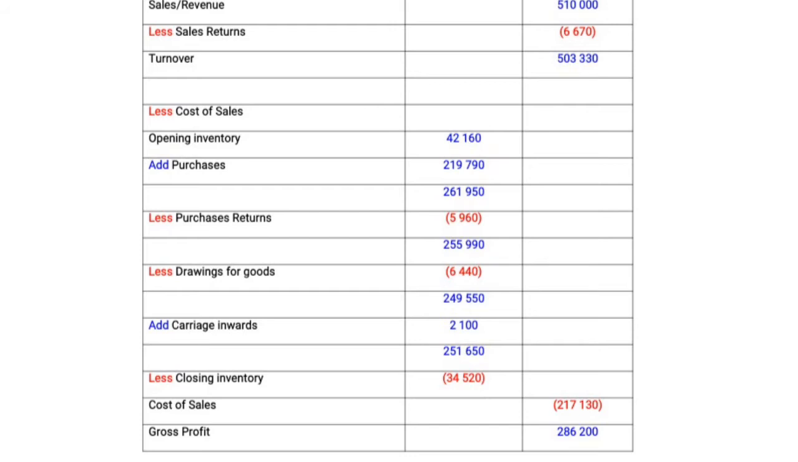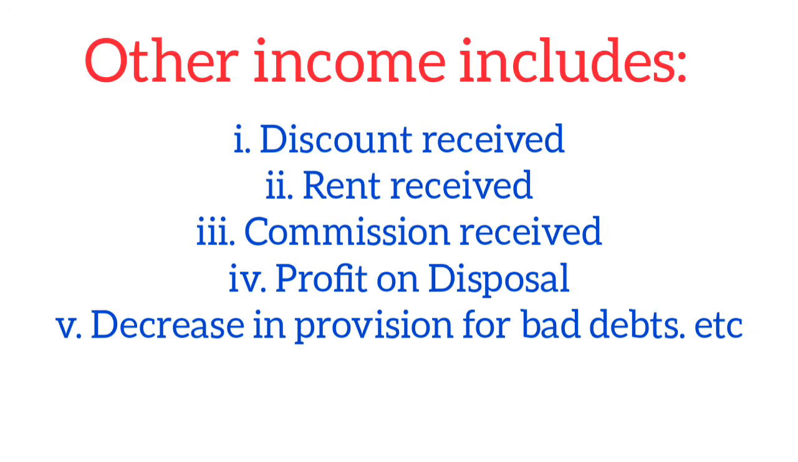Why do we call it gross profit? Because we have deducted the cost of sales only, but we have not taken into account other expenses. So if we then deduct other expenses from the gross profit, this is whereby you get your net profit, right? So from the gross profit, before you move on to the less expenses heading, you have to add what you call other income. We have got other income.